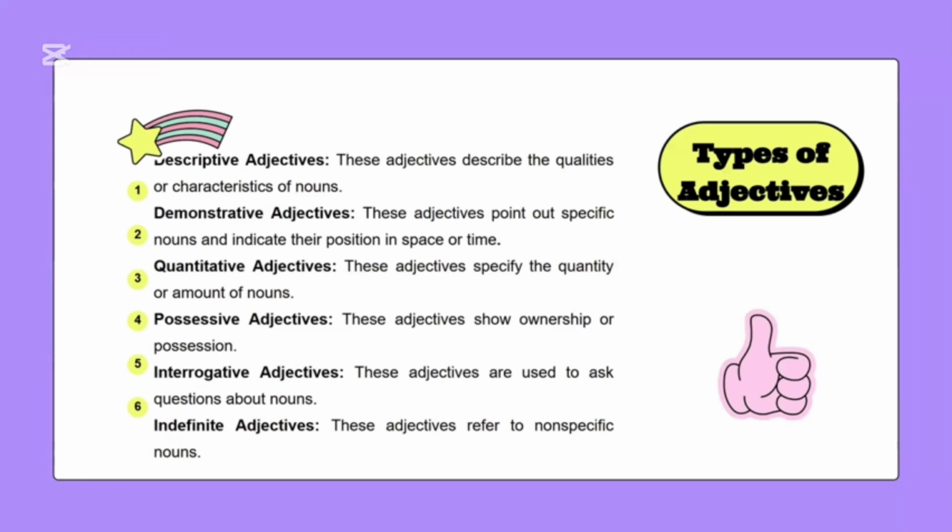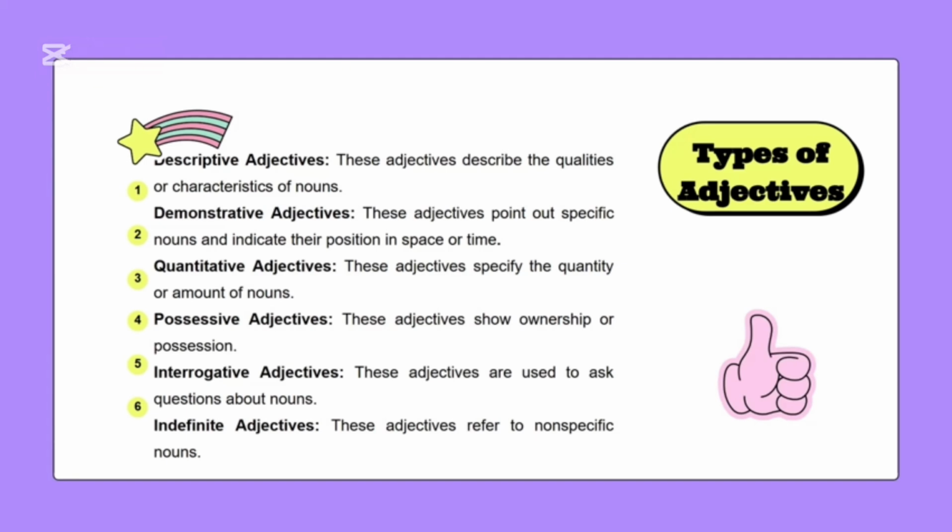Let's look at different types of adjectives. Descriptive adjectives describe the characteristics of the nouns. Demonstrative adjectives point out specific nouns; they indicate the position in space or time. Quantitative, we're talking about numbers here. Possessive, ownership or possession. Interrogative, when you hear interrogative, you're asking a question. And an indefinite is when you're not specific.